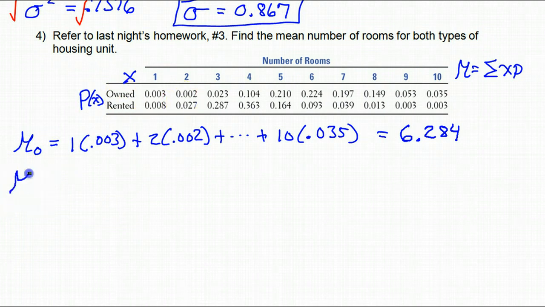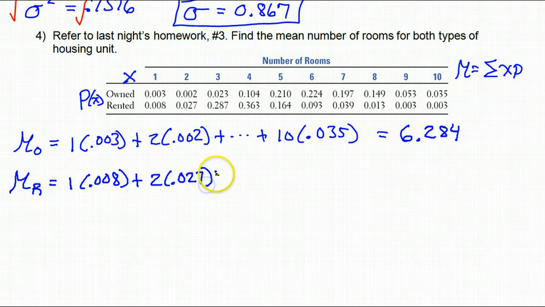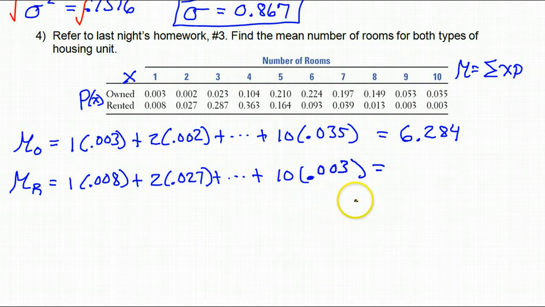Now let's do the mean of the rented units. Again, I'm just going to show the first two and then skip to the last one. So this would be 1 times 0.008. I'm looking at these probabilities now. Plus 2 times 0.027 plus dot dot dot plus 10 times 0.003. Now let's find that mean.